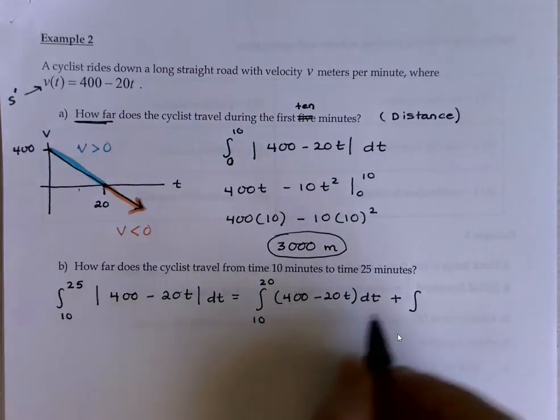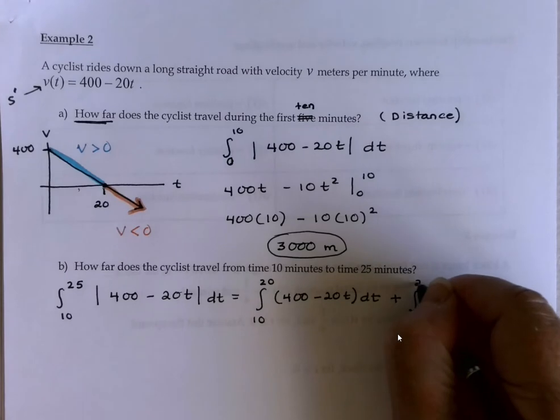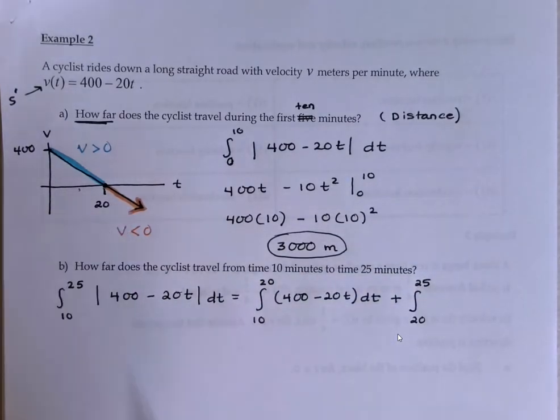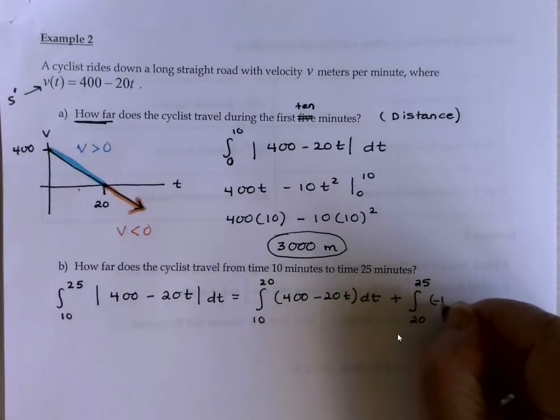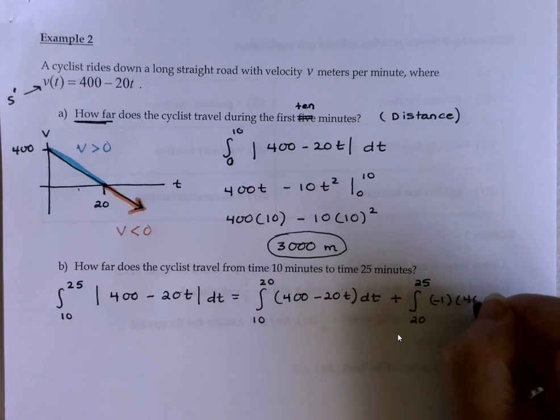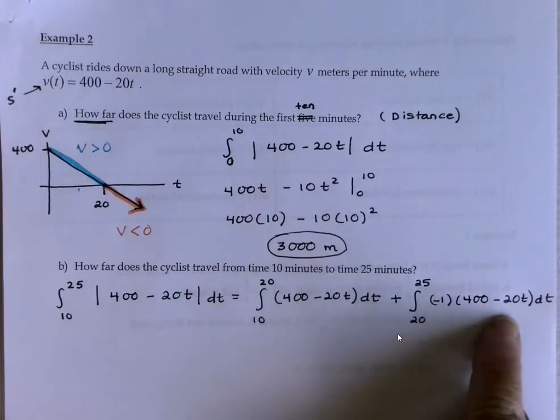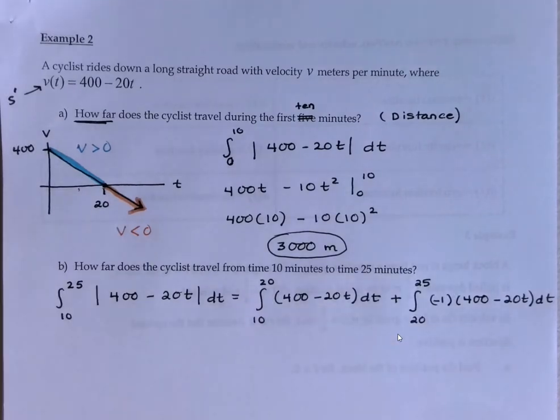But then from 20 to 25, the velocity function is actually negative. So to take its absolute value, I would multiply it by negative 1. And that negative turns that other negative into a positive, so everything contributes to a positive distance.